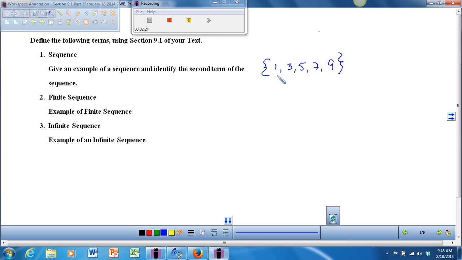All right, and if this is sequence A, then this would be A sub 1, 3 would be A sub 2, 5 would be A sub 3, and so on, and we refer to them as A sub 1 is the first term, A sub 2 is the second term, A sub 3 is the third term. The sequence that I've given here is a finite sequence. And a finite sequence is a sequence whose domain is restricted.